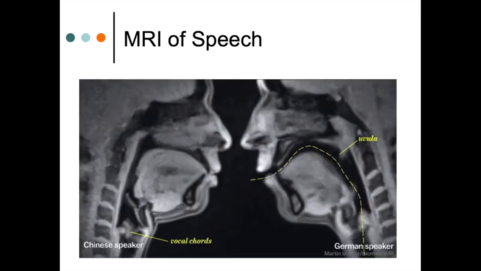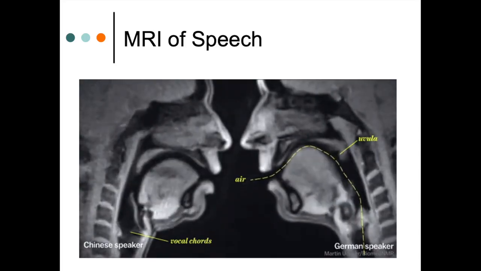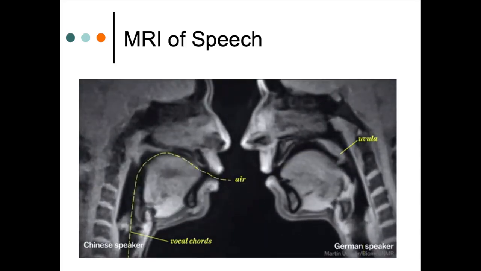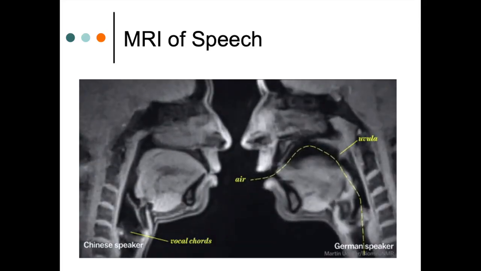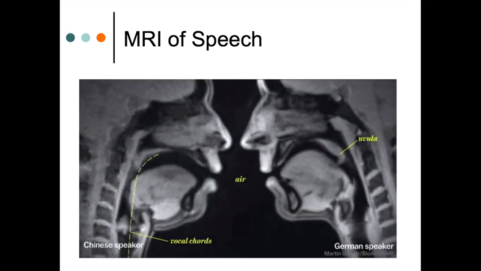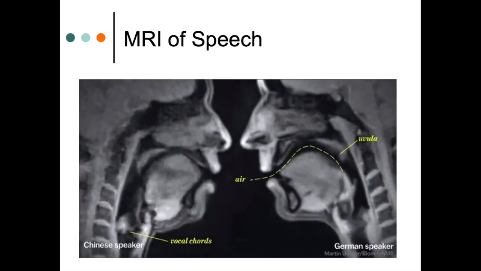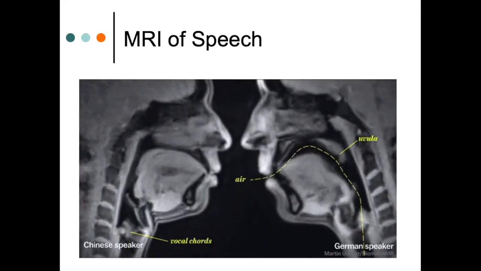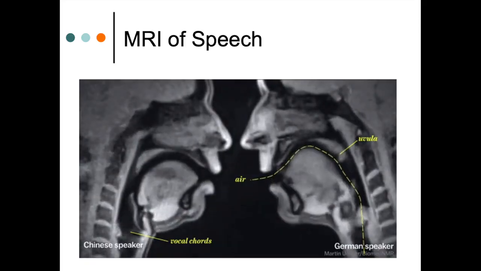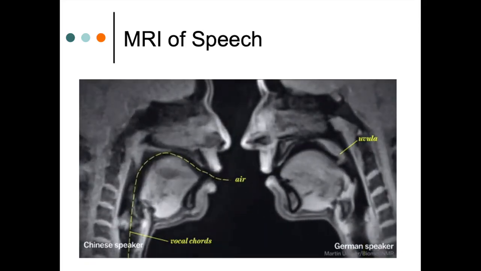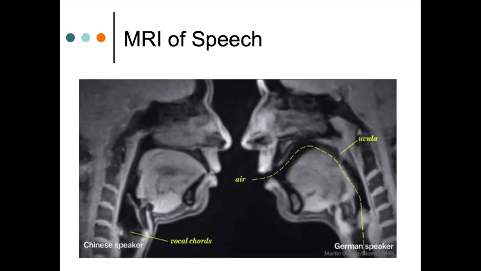Or on this next slide, here's a picture of two people talking. The person on the left is talking in Chinese, the person on the right is talking in German. And with their MRIs, you can then see the difference in speech patterns. But again, the key thing is that we can take a movie of this to study it. We're not reliant on just still images.